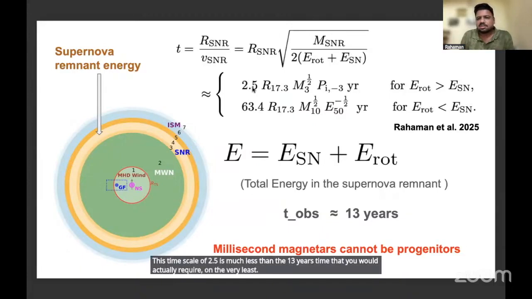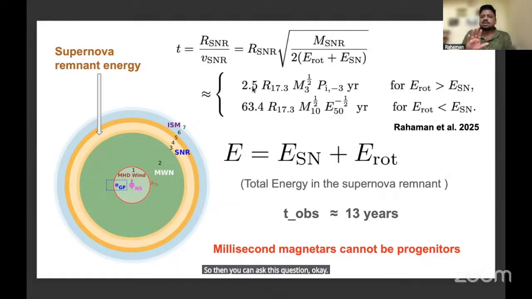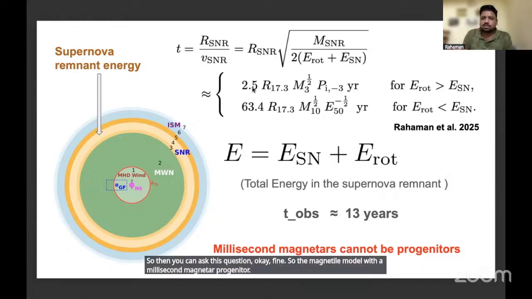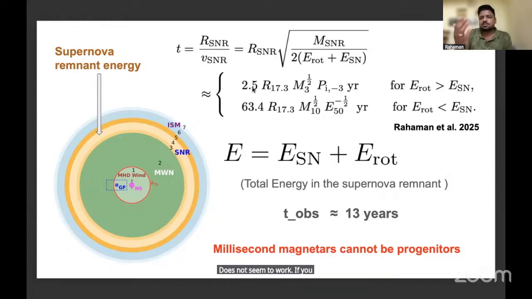So then you can ask this question, okay, fine. The magnetar model with a millisecond magnetar progenitor does not seem to work if you take the compactness of the PRS into account. But now, if you look at the second line of the solution, it is suggesting a different kind of origin. So what is the origin that is being suggested here? Here it is referring to a sub-energetic scenario. So what does it mean?